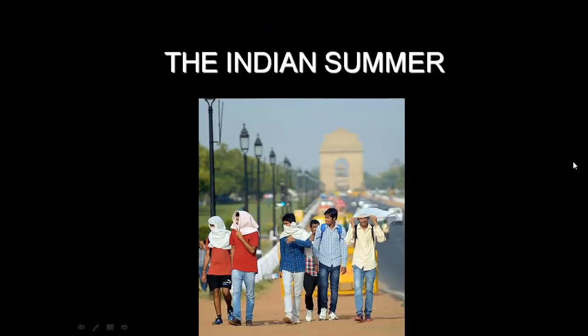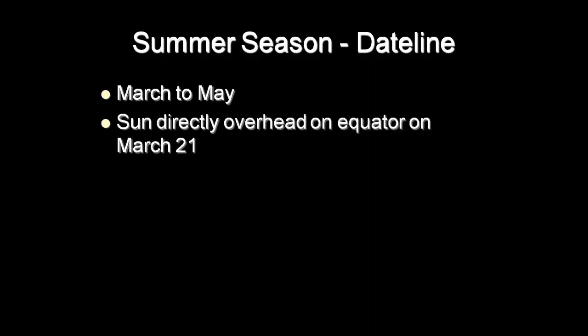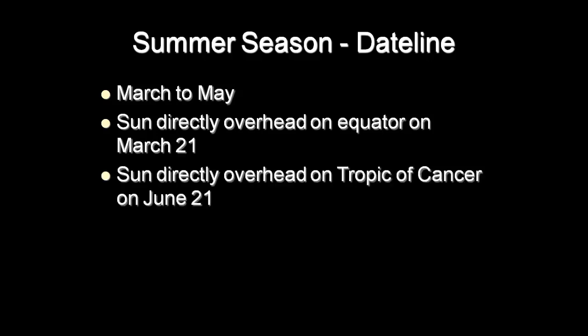Now we'll understand in detail the Indian summer. Now we'll understand in detail the summer season dateline. Summer season in India, March to May. The Sun directly overhead on the equator on March 21st is the equinox. From March 21st, the direct sunlight migrates towards the Tropic of Cancer; June 21st is called the summer solstice. During these months, the Indian subcontinent experiences summer season due to the direct sunlight falling over the Tropic of Cancer.